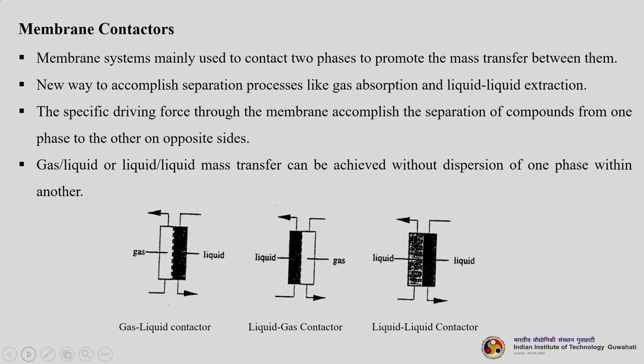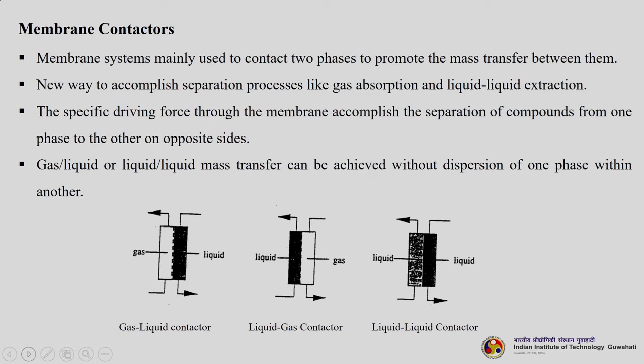So, if we talk about membrane contactors, the membrane systems are mainly used to contact two phases to promote mass transfer between them. It is a new way to accomplish separation, like gas separation and liquid-liquid extraction. The specific driving force through the membrane accomplishes the separation of compounds from one phase to the opposite side. So, gas-liquid and liquid-liquid mass transfer can both be achieved without dispersion of one phase within another. Two phases are being separated by a membrane.